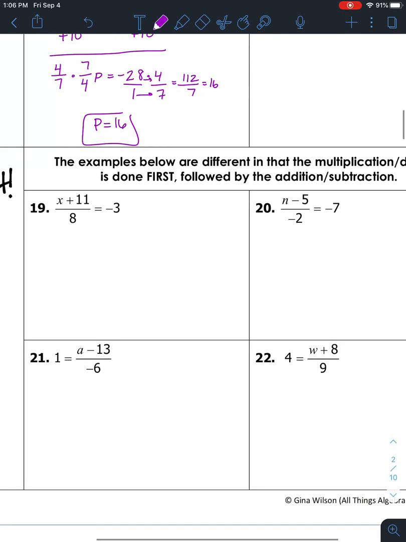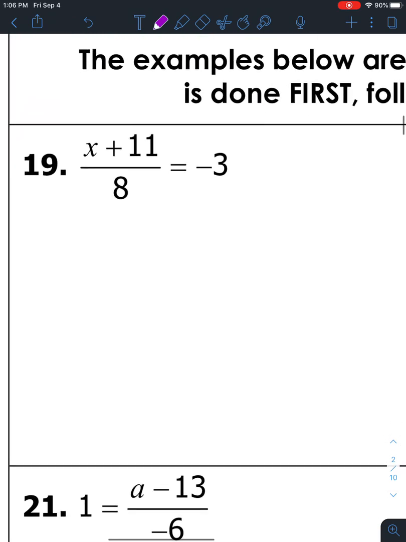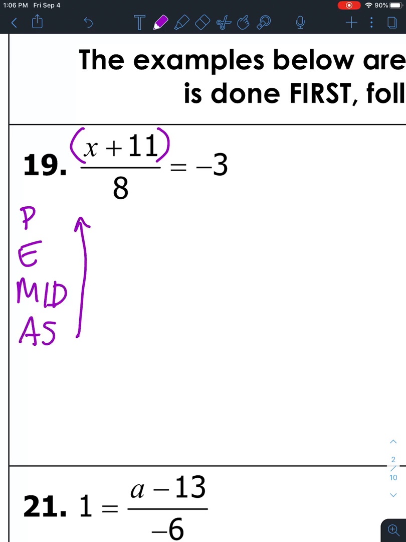All right. So looking at 19, 20, 21, and 22, you can see that they kind of look a little bit different, right? We've got something going on up top over something weird on the bottom. When you have something like this, you have to think of it like this top part is your parentheses, and then it's dividing. If we go back to PEMDAS, we're working from our bottom up. Multiplying and dividing comes before those parentheses. So we have to multiply or divide first before we attack that x plus 11.